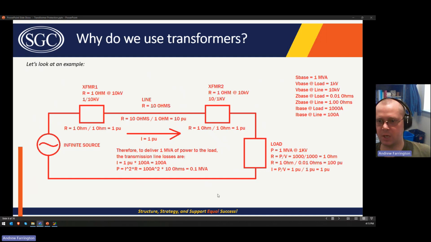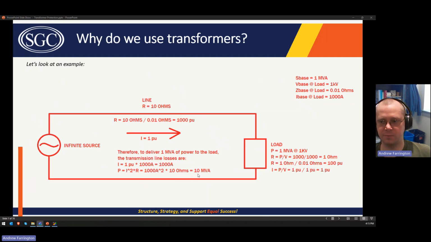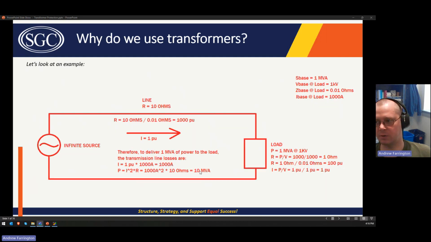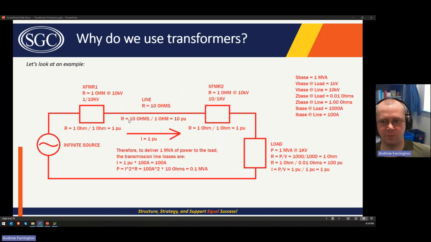So if you redo these calculations with the consideration of these transformers, you now see that your losses are 0.1 MVA. So instead of losing 10 MVA on the line, you lose 0.1 MVA on the line. That makes it a lot more tenable to supply 1 MVA of load with 0.1 MVA of losses on the transmission system instead of having 1 MVA of load with 10 MVA of losses. That seems reasonable. Therefore, this is why we use transformers.